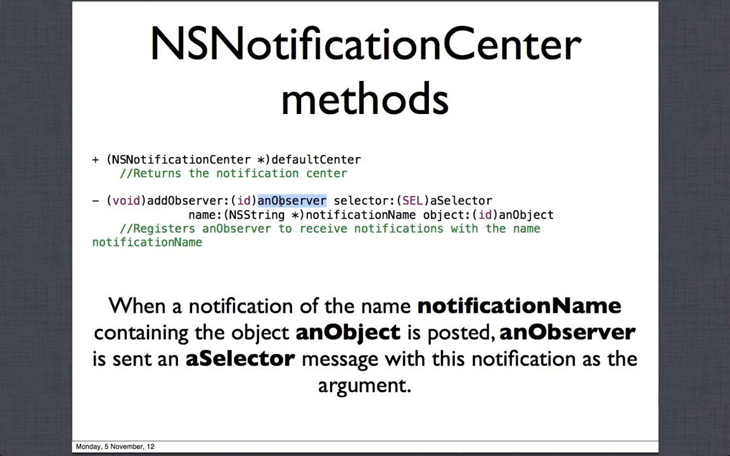The next one is the selector. This is the message that is going to be sent, or the selector that is going to be called, or in other words, the method in the observer that is going to be called when this notification arrives. And when I say this notification, I mean the notification of this name, the notification name. And you can also pass it an object. This will check if this notification has this object, then this selector of this observer will be called.